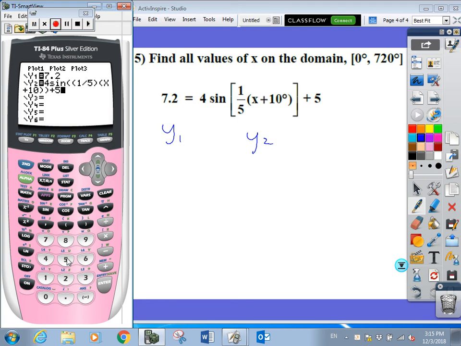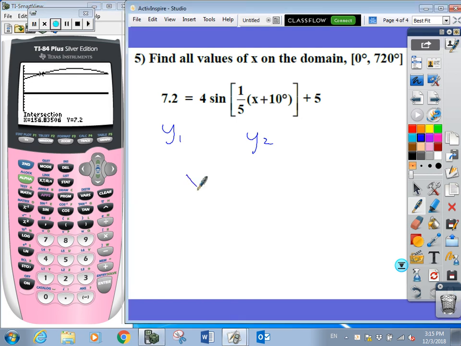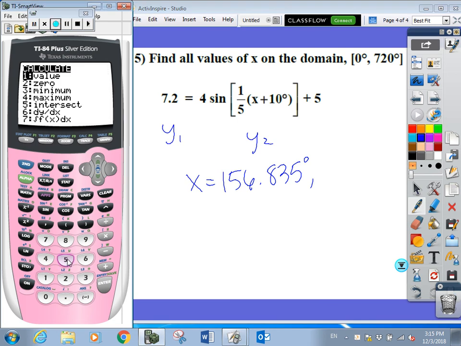Now, instead of trying to figure out my calculator, like what it looks like, I can go straight to the window, and I know that I only care about numbers between 0 and 720. So I can go straight to that and graph it. So there's 7.2, and there's the function. So I know I have at least one answer. And then I might have something else over there. I just don't know. So there's 1. X equals 156.835, and that's degrees. Second trace 5.